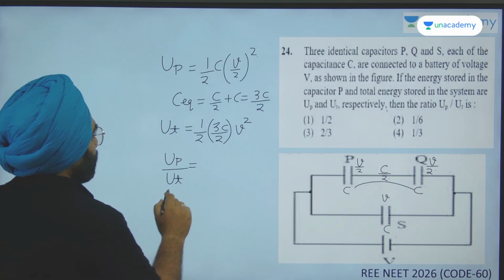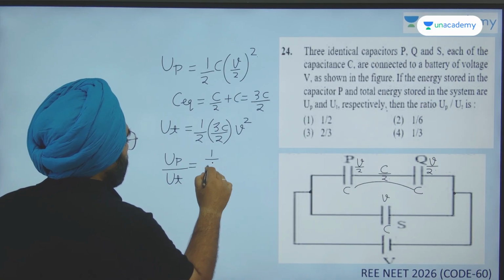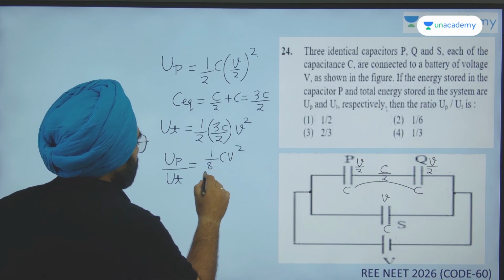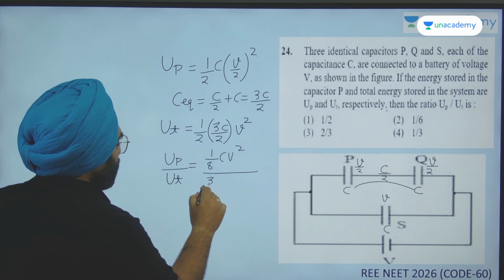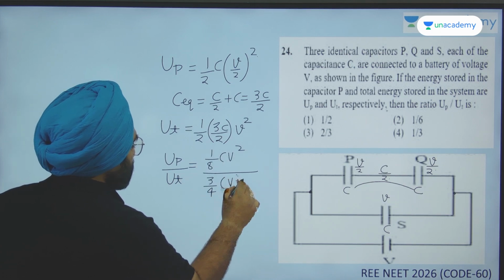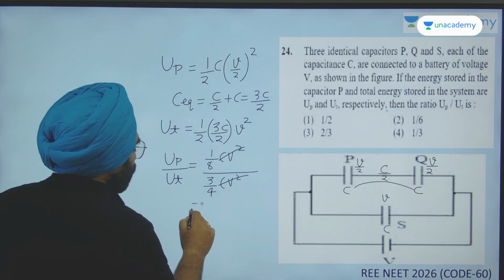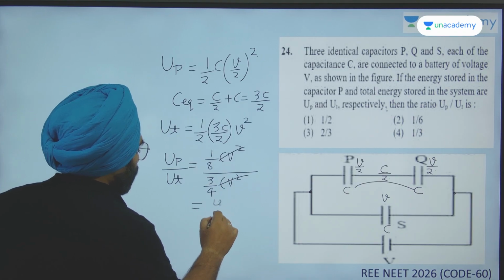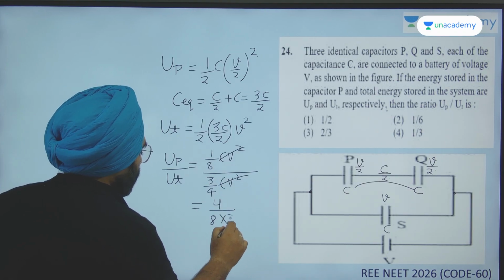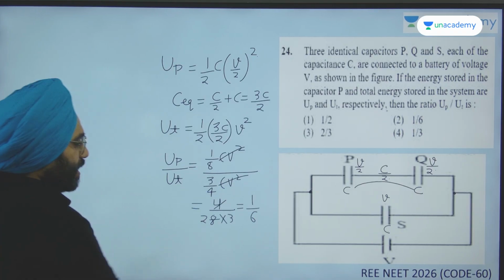So we are taking the ratio UP upon UT. UP will become 1 by 8 CV square, and UT is 3 by 4 CV square. Got it? 4 will go here. 4 upon 8 into 3. 4 twos are 8. So the ratio is 1 divided by 6.